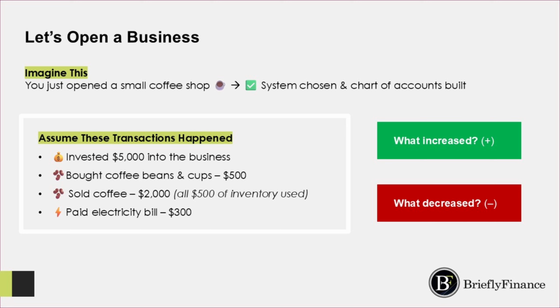So let's say that you invested $5,000. You bought your coffee and beans for $500, and then you sold it for $2,000. So basically you sold all the inventory with the coffee and the cups, and you paid your bills. The idea here is to know what will go up for the business and what will go down.